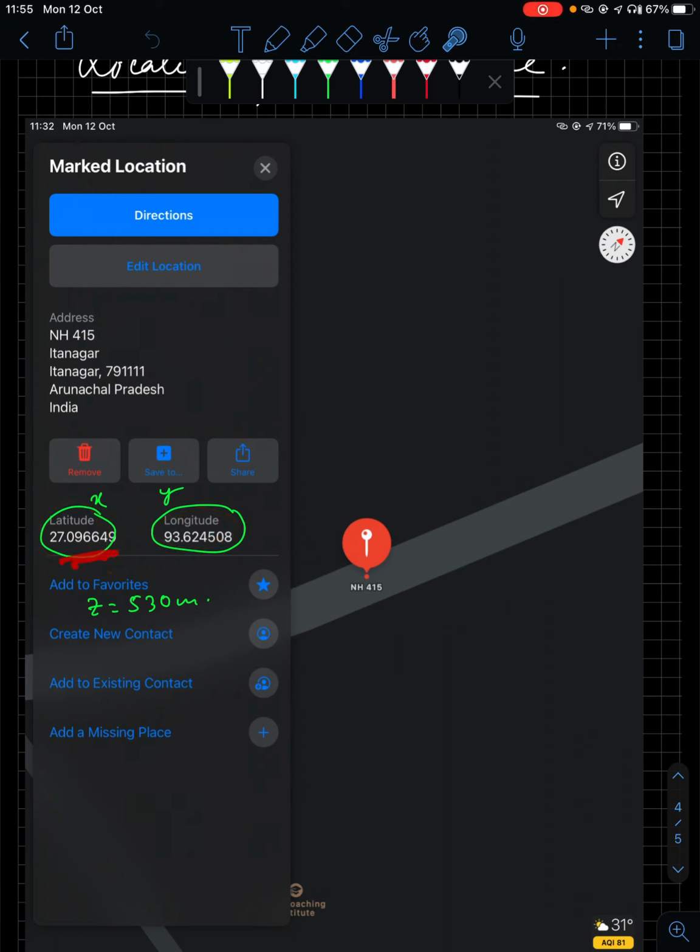Now, these are spherical coordinates. Therefore, these x and y axes, or latitude and longitude, are given in degrees. That you need not worry about as of now. For now, just understand that these are all given in degrees. And the z axis we have considered in units of distance, or units of height, say meters. So here, what is the latitude? The latitude is up to 2 decimal places. If I consider it is 27.09 degrees, the longitude is 93.62 degrees.